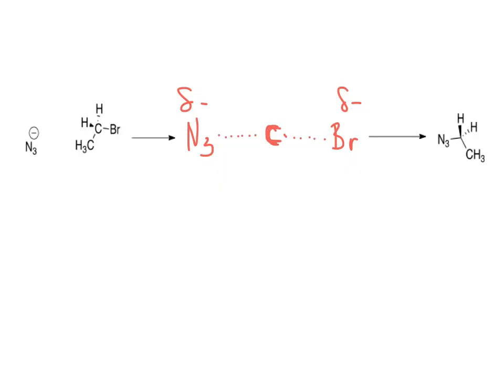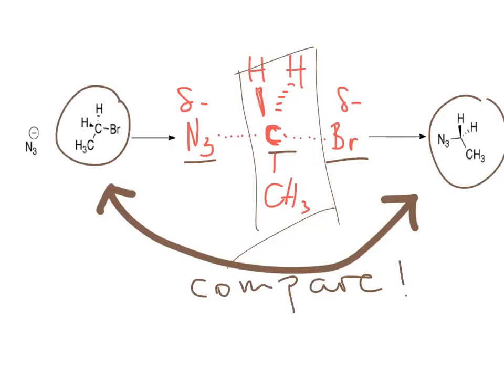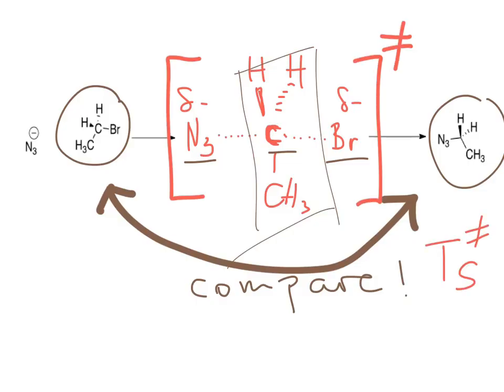Carbon, methyl group, and two hydrogens are in one plane, orthogonal to the N3-C-Br plane. Because of the backside attack, after the reaction is finished, the arrangement of atoms is inverted. The last thing to do is to add brackets and a double dagger, as this is the symbol we will use for a transition state.